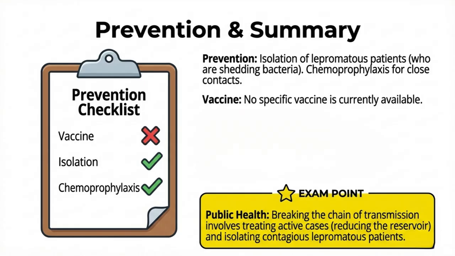Prevention includes isolation of untreated lepromatous patients until they become non-infectious. Chemoprophylaxis may be given to close contacts in certain settings. Currently, there is no specific vaccine available for leprosy.